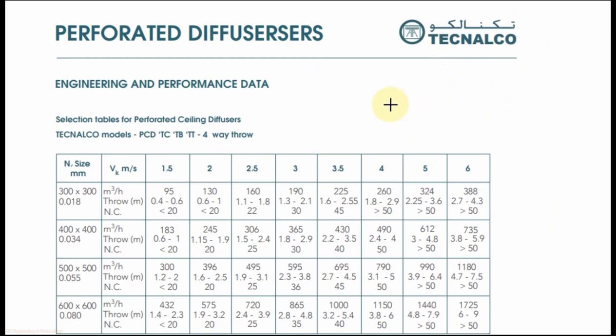This performance sheet is for selection of four way type perforated ceiling diffuser. The first column is showing the neck size in millimeter and the top row is showing the neck velocity in meter per second. Then these boxes in between, it is showing for each size the airflow in meter cubed per hour, then throw in meter, then NC level. So from any of these boxes you can select the CFM, throw and NC level as per your requirement. Then you can select the corresponding neck size of the perforated ceiling diffuser.